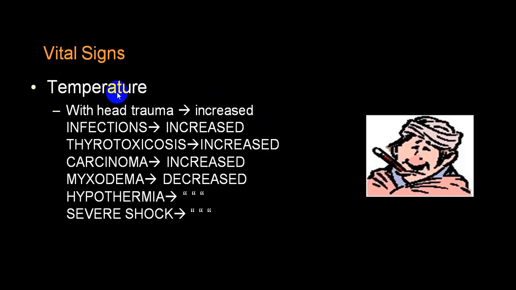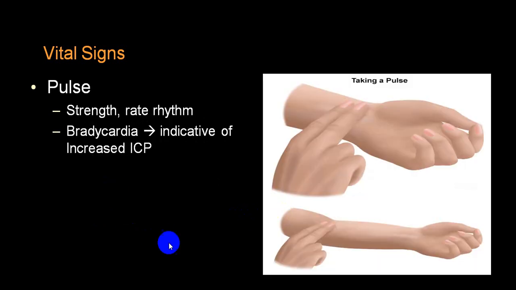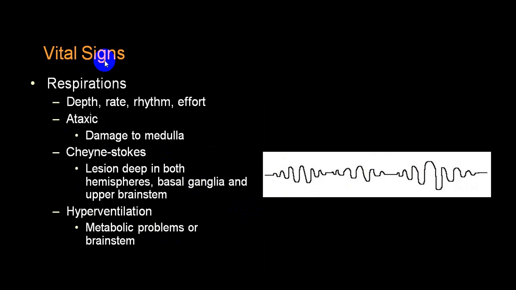So temperature can be elevated in head trauma, infection, thyrotoxicosis, carcinoma. In myxedema, the temperature will be lower. In hypothermia, temperature will be lower. And in severe shock also, temperature will be low. Pulse: bradycardia is indicative of raised intracranial pressure because it is one of the signs in the Cushing triad. Respiration, we already mentioned, ataxic breathing, Cheyne-Stokes breathing, Biot's breathing, quite common in a person with brainstem damage.